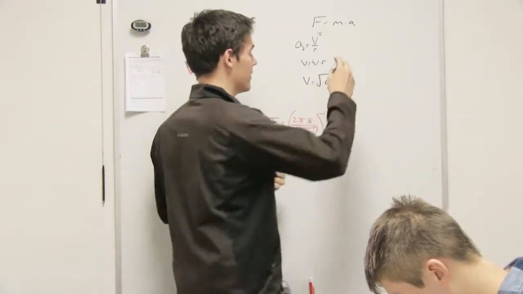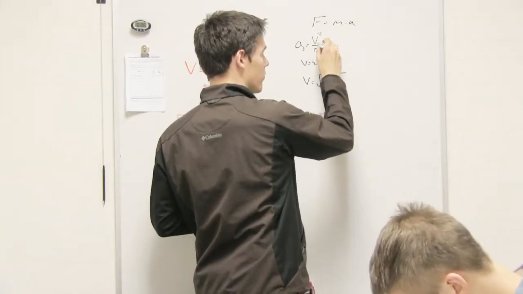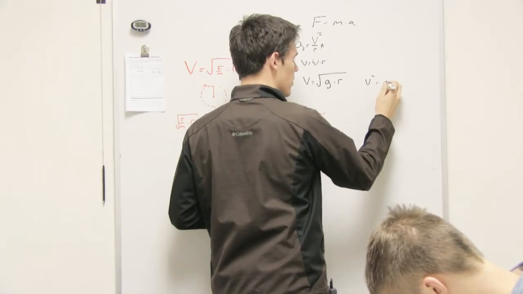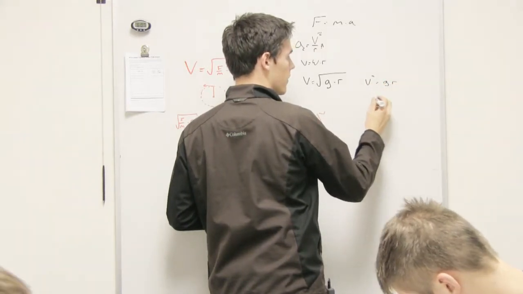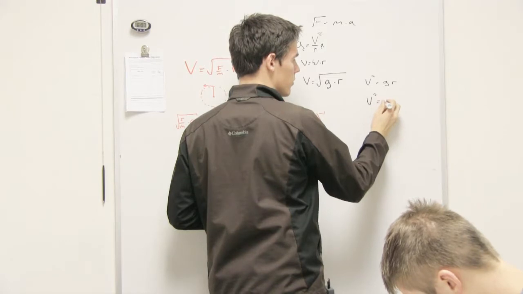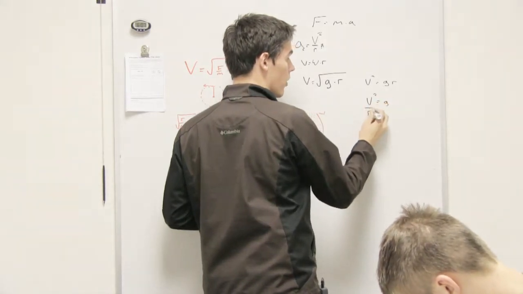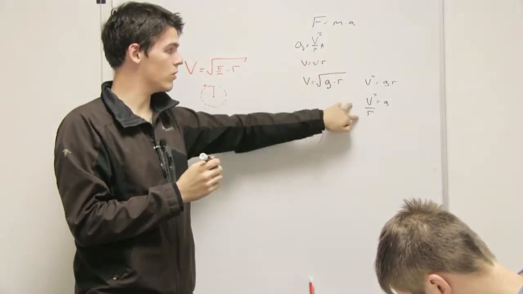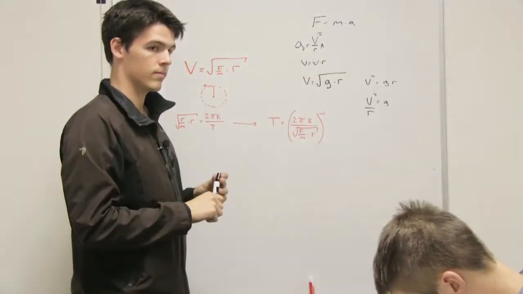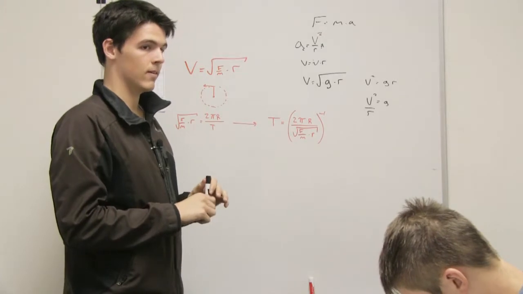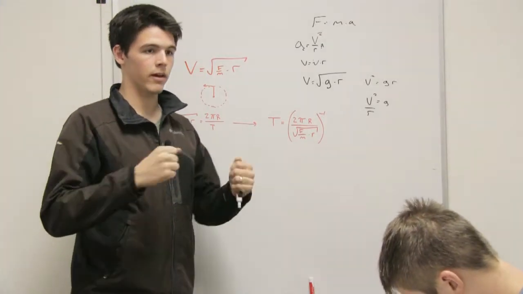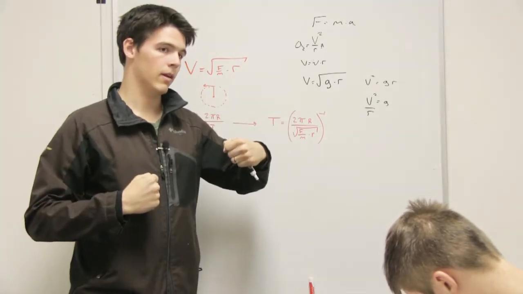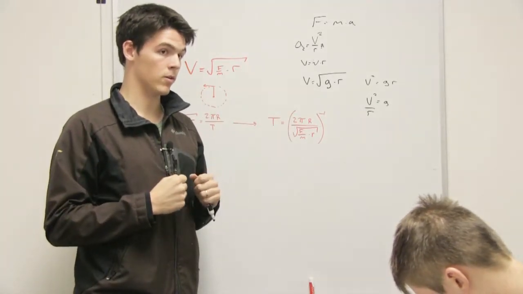If we expand this out, keep this in mind. Look at this. V squared equals g r. V squared over r is equal to g. So when our centripetal acceleration is the same as gravity, that's what that force is telling you. It's telling you about that acceleration.